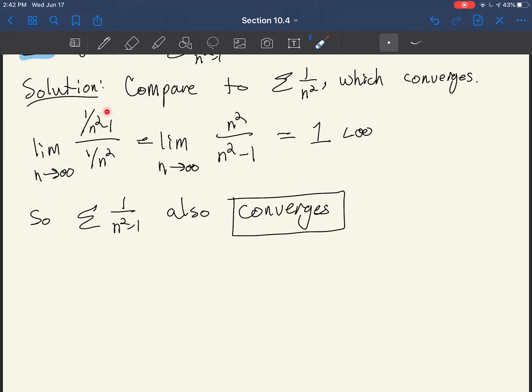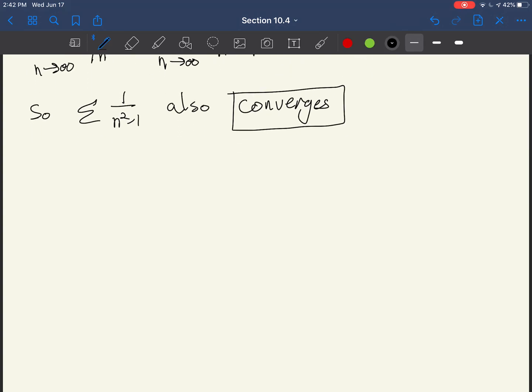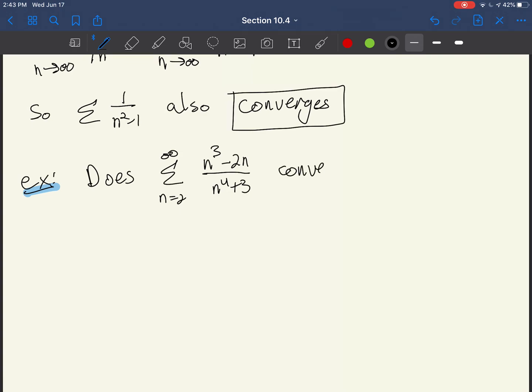So we were able to use the same comparison, but by looking at limits, we didn't have to worry about which direction the inequality was going. Okay, now let's do another example. That one wasn't too hard, so let's ramp it up a bit. Does the summation from n equals 2 to infinity of n cubed minus 2n over n to the 4th plus 3 converge?